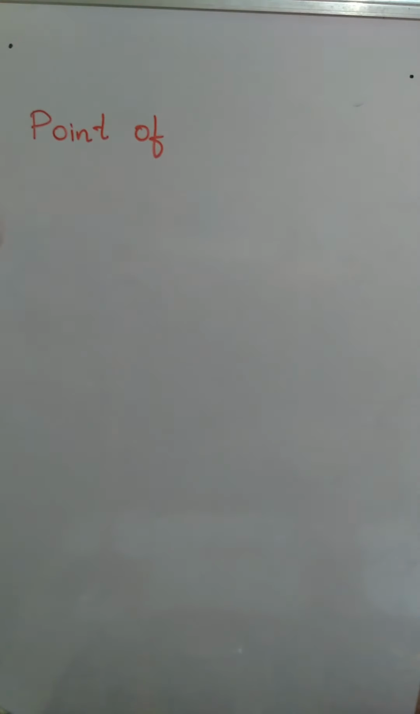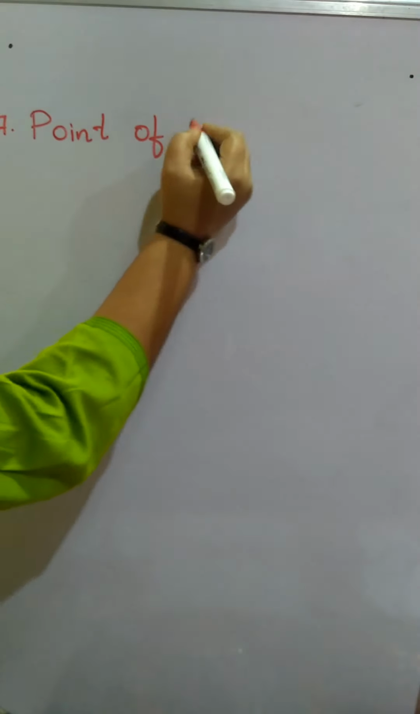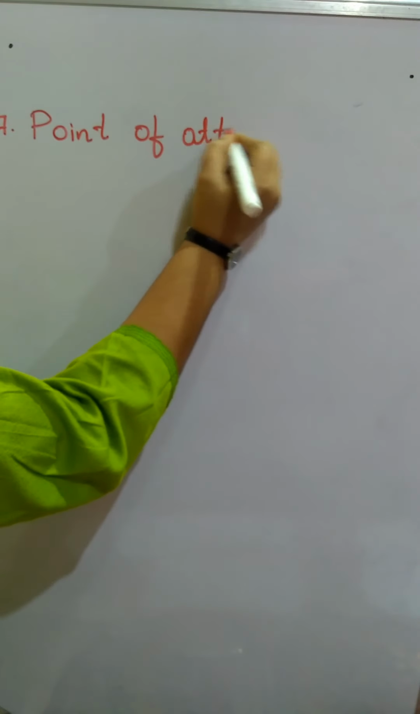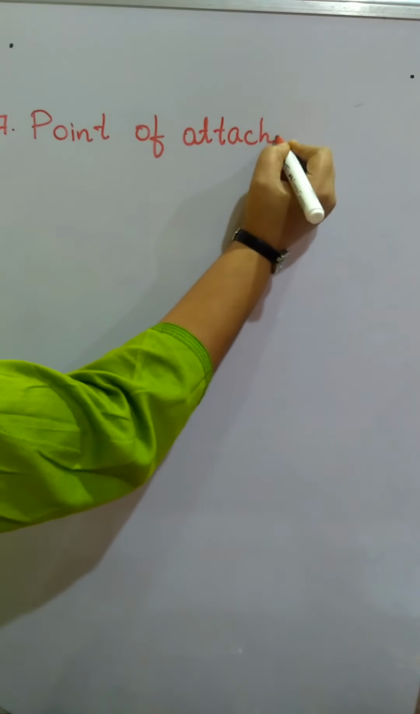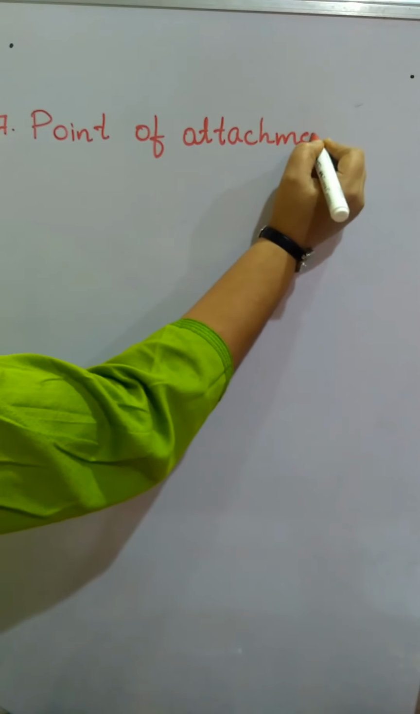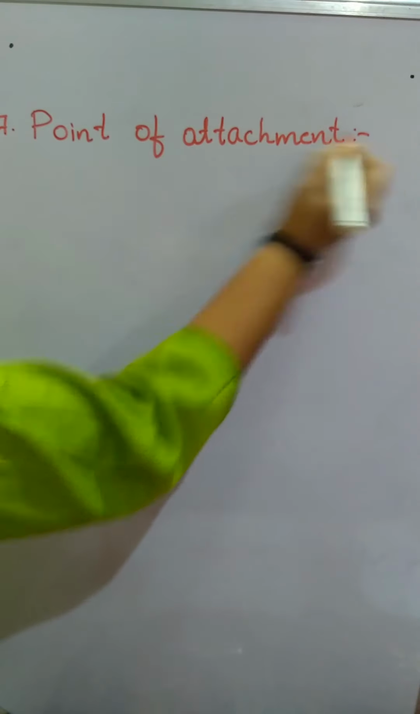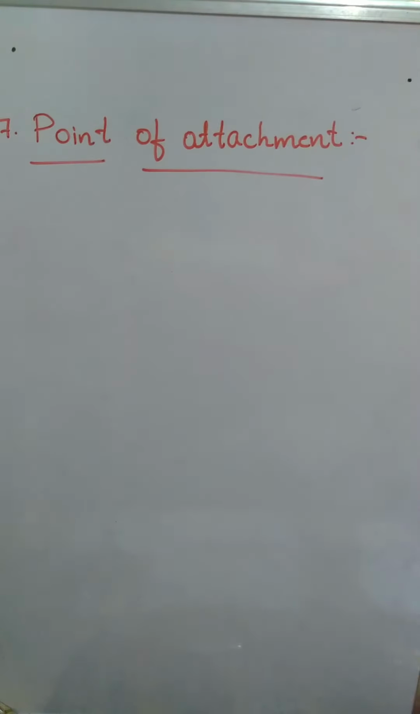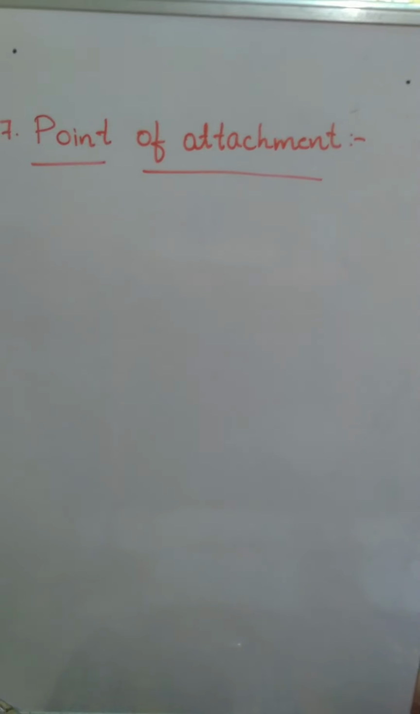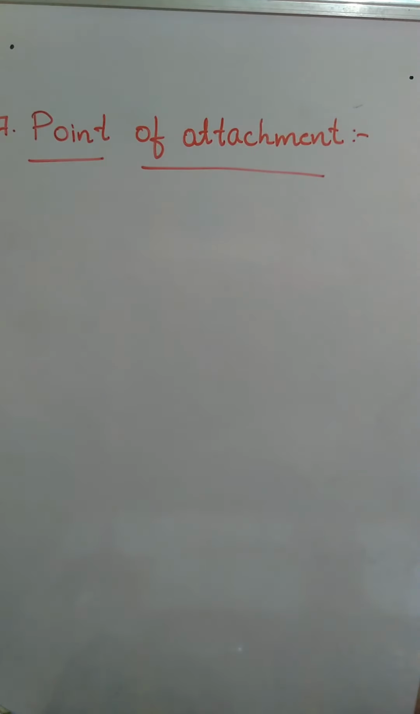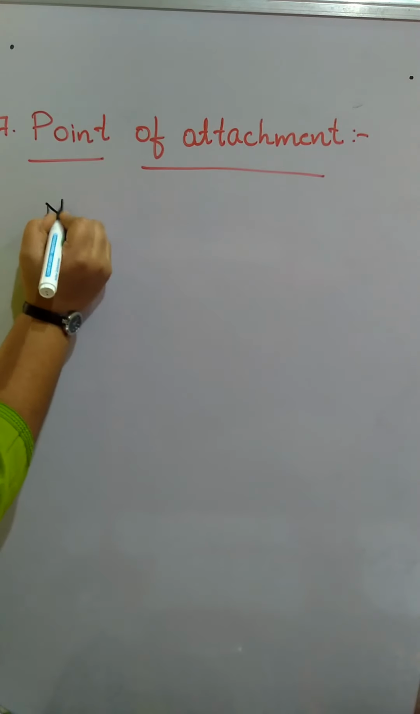I think it is the 7th point: point of attachment. So in case of ambident ligands, we have come across a few examples.